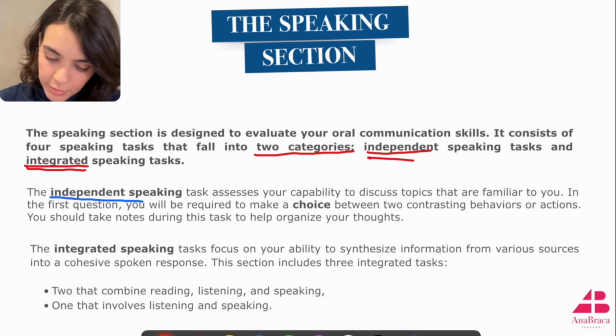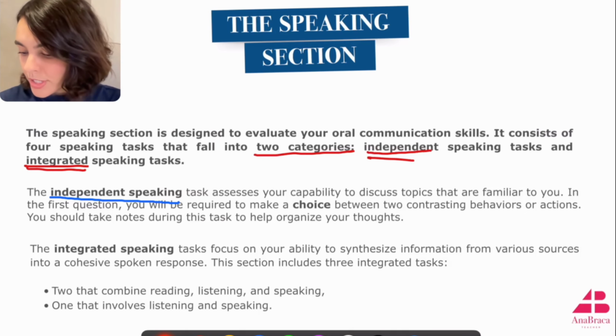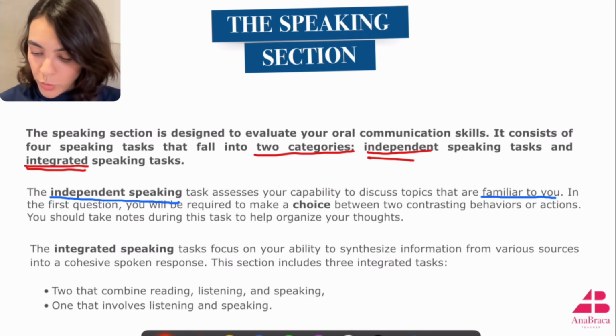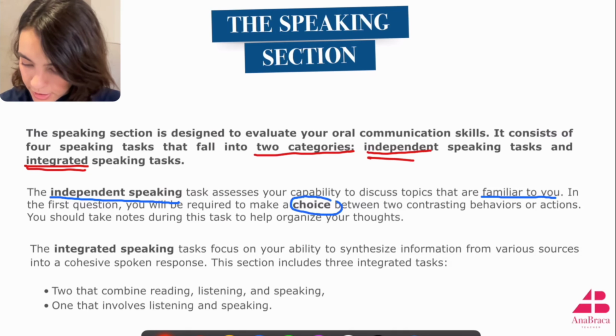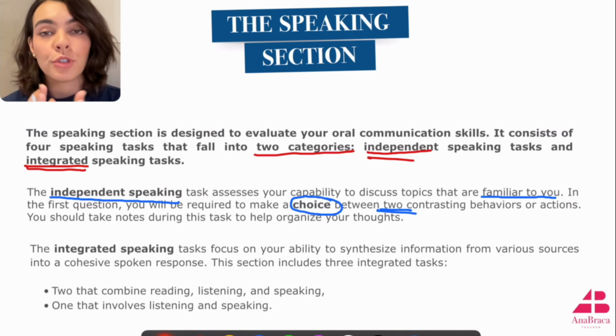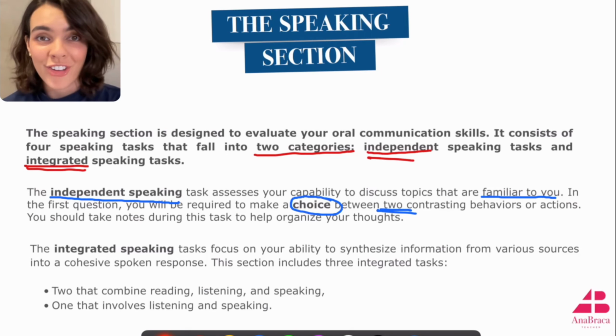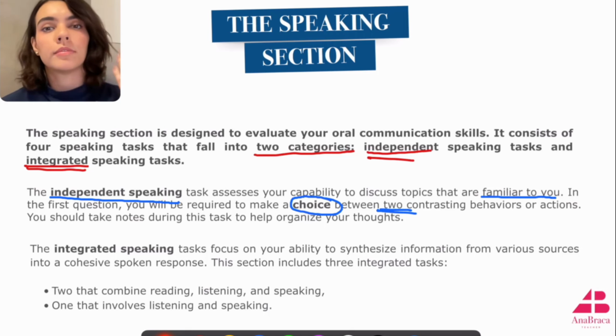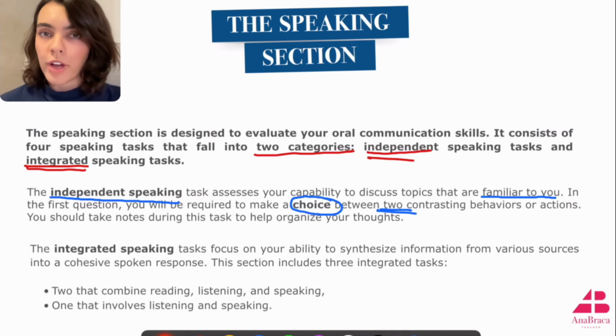The speaking independent part assesses your capability to discuss topics that are familiar to you. In the first question, you'll be required always to make a choice between two options. If they ask you to make a choice, you make a choice. Okay, that's very important. Don't stay on the fence. It's very, very difficult when you are like, oh, it depends, this or that. No, they said, what do you prefer? This or that? Choose one of them. All right? And then you will develop an answer regarding this. We'll see this in detail in a minute.